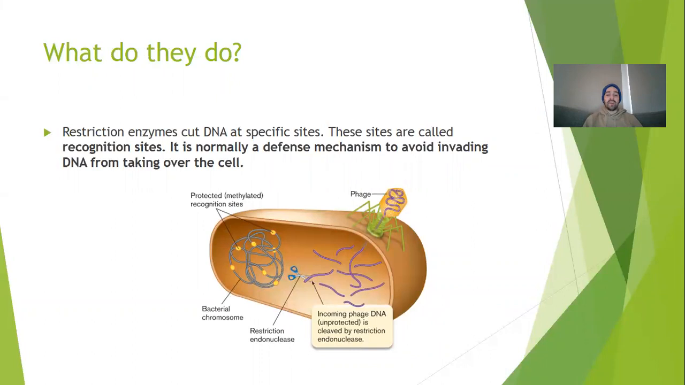Now what restriction enzymes do is they cut DNA at specific sites. Those sites are called recognition sites. And it's actually a defense mechanism to stop invading DNA from taking over the cell. So you can see here we've got scissors, which indicate that these restriction enzymes or endonucleases cut DNA at specific spots. To stop DNA from entering, the bacteria will cut it up into smaller fragments so they don't work effectively.